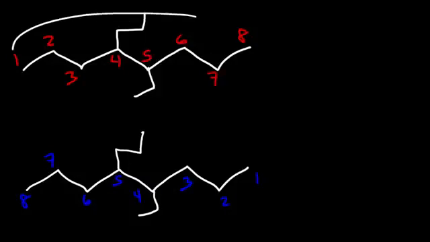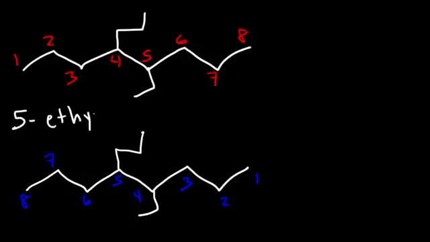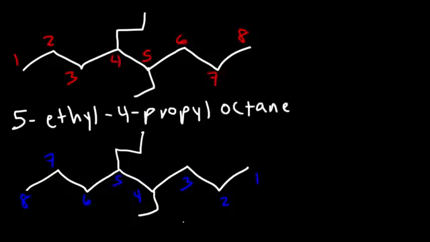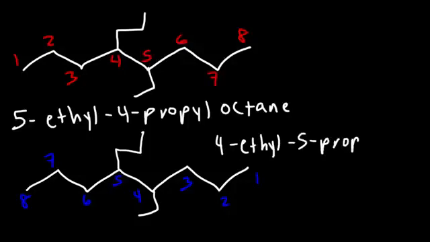So naming this molecule based on the way it's counted, it's going to be called 5-ethyl-4-propyl, and there's 8 carbons in the parent chain, so that's going to be octane. Now, for this molecule at the bottom, the ethyl is on carbon 4, so it's 4-ethyl, and then the propyl is on carbon 5, so 5-propyl, and then octane.